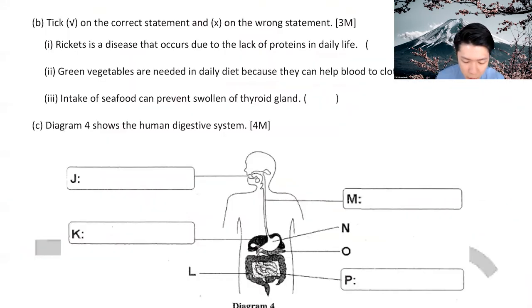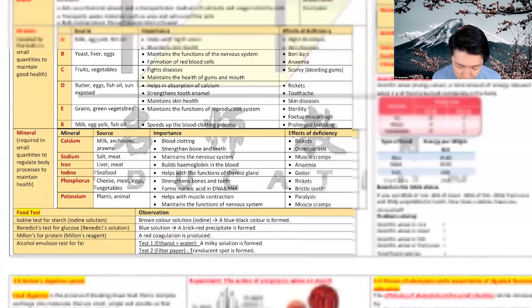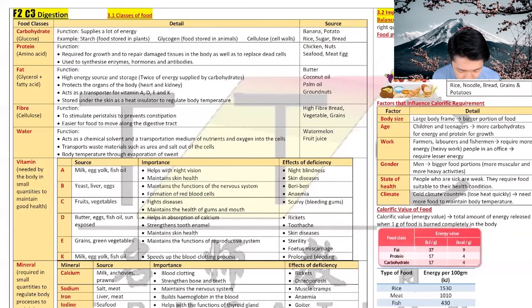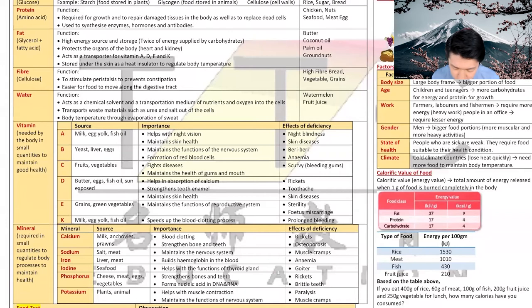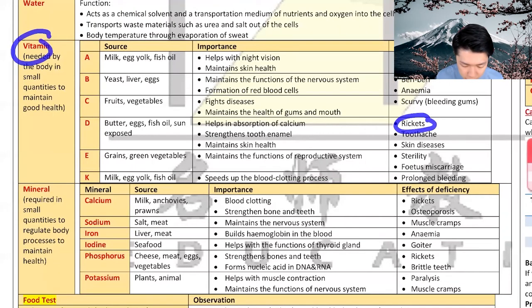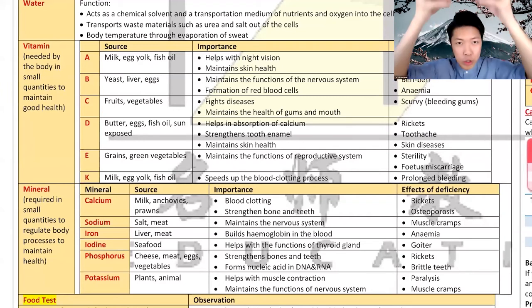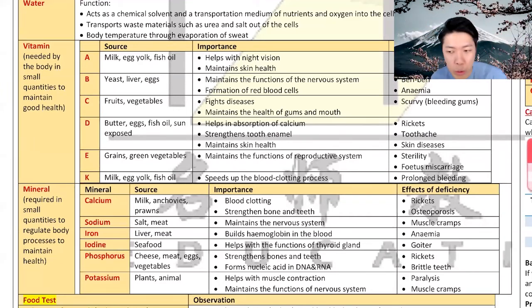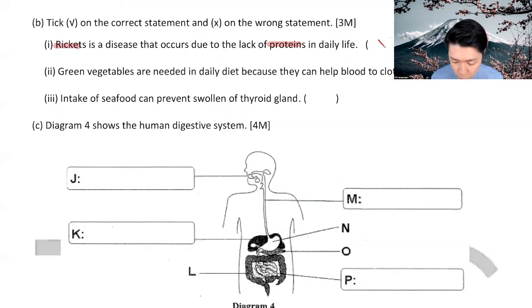Rickets is a disease that occurs due to the lack of protein in daily life. Rickets, protein, not sure. Check. Okay. Rickets. Do you see rickets here? Rickets is lack of vitamin D. Rickets is a bone problem. People with rickets, their legs are not straight down, they bend outwards. Difficult to walk. Old people usually have this problem. Okay, a bone issue, lack of calcium, lack of vitamin D. So it's not about protein. That's wrong, by the way.